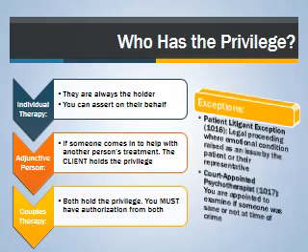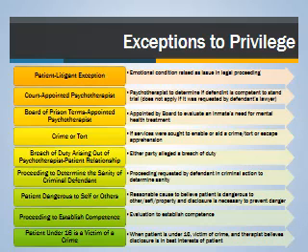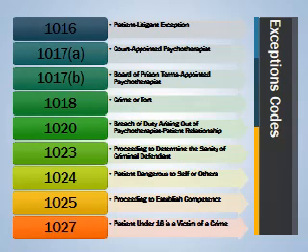Who has the privilege? Basically, the client. And if there's a couple, they're both the client, so they both have it. So here's a list of the exceptions to privilege in a little bit more detail. The exceptions to privilege codes are 1016 through 1027.